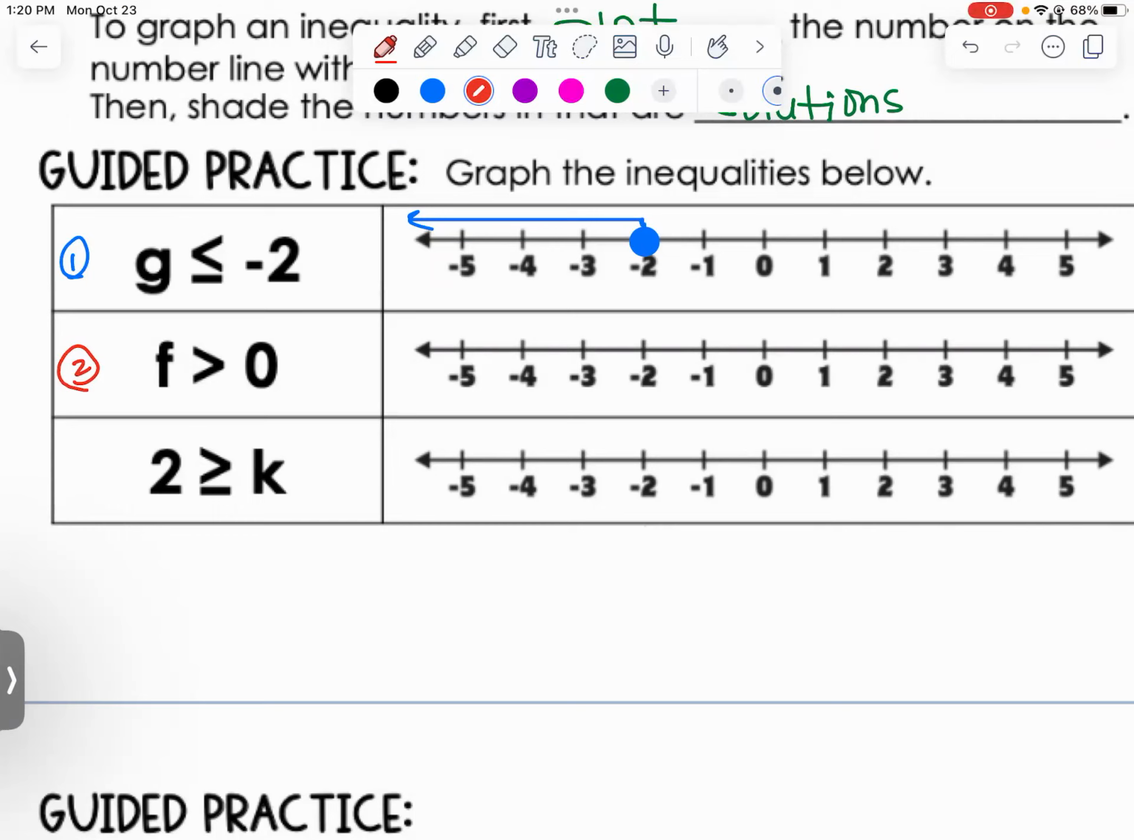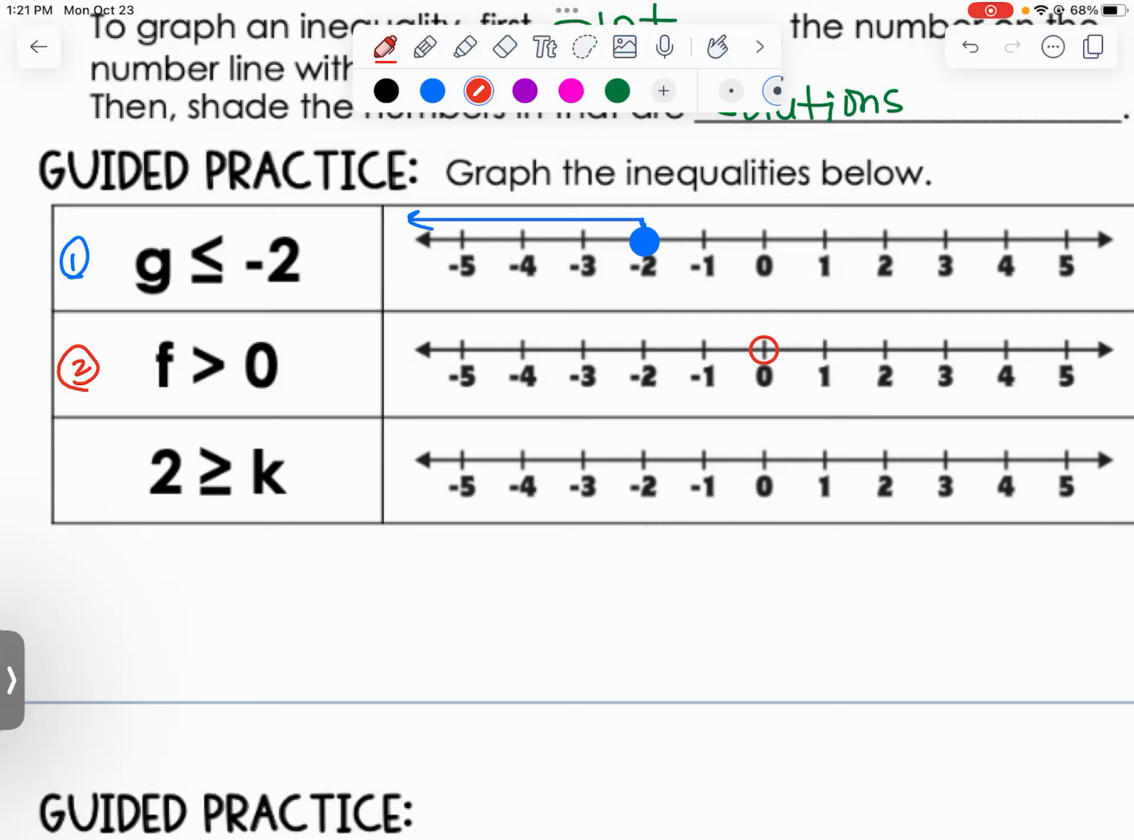Where are we gonna put our circle? What number? At 0. Okay. Cash, is it gonna be an open circle or a closed circle? Because it's greater. It is greater than. Do we have the line underneath? Nope. If it does not have the line underneath, it's gonna be open. Okay, so we're gonna leave it open.